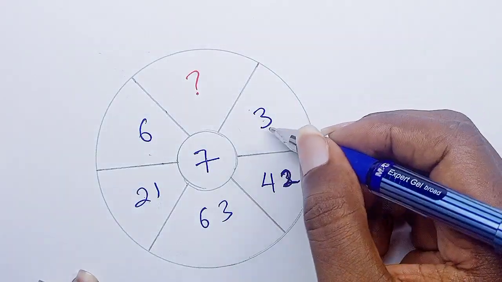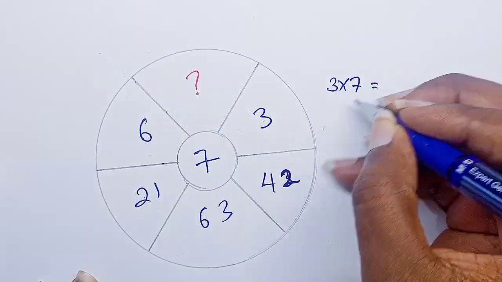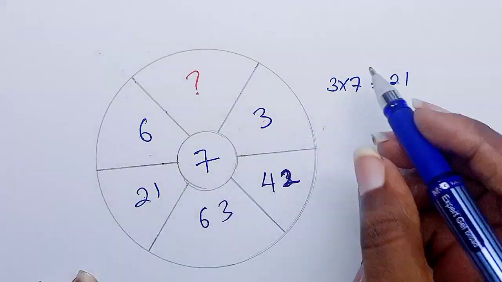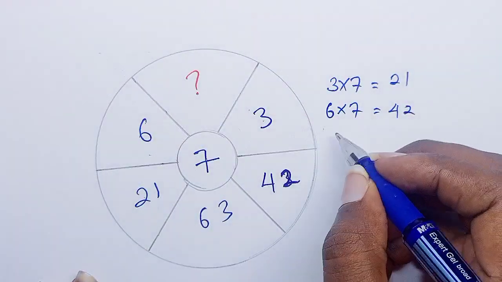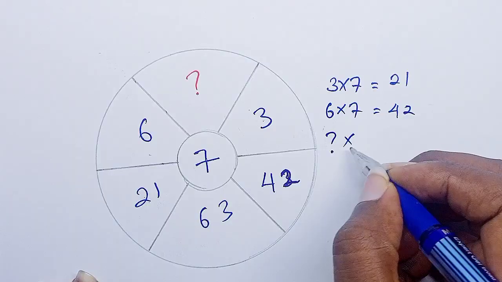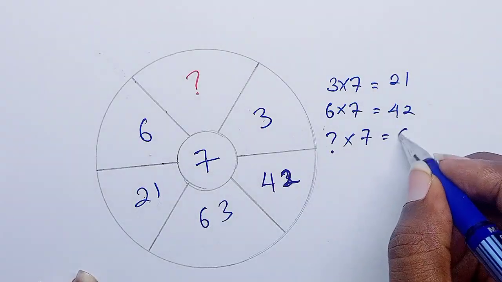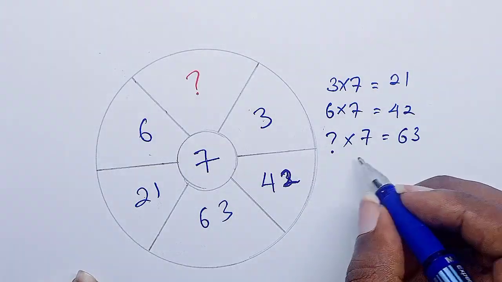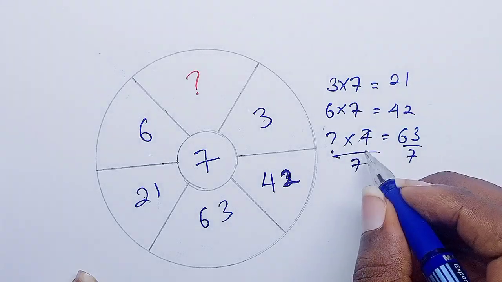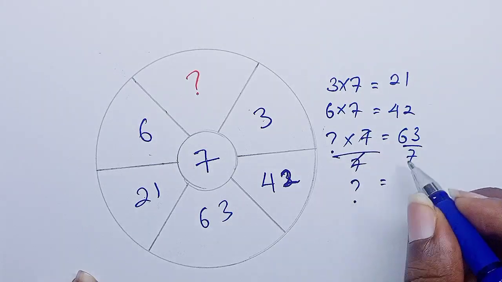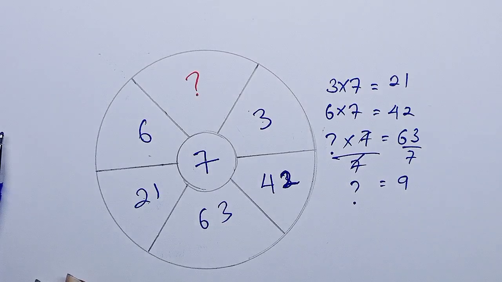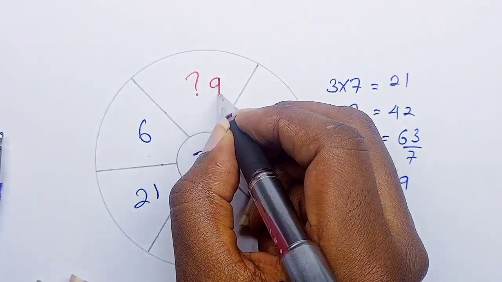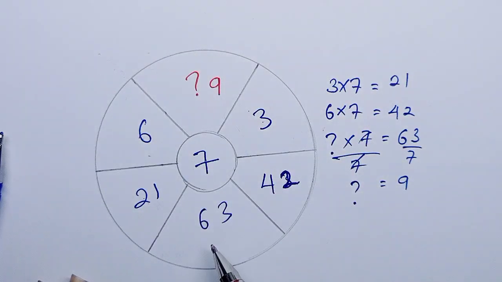Okay? So as we've said, 3 times 7 is equal to 21. Then 6 times 7 is equal to 42. That implies that this value, which we don't know, times 7 should give us 63. So we divide here by 7. This cancels. So the value we are looking for is 63 divided by 7, which gives us 9. Okay, so the answer that goes here is 9, because when you multiply 9 times 7, you get 63.